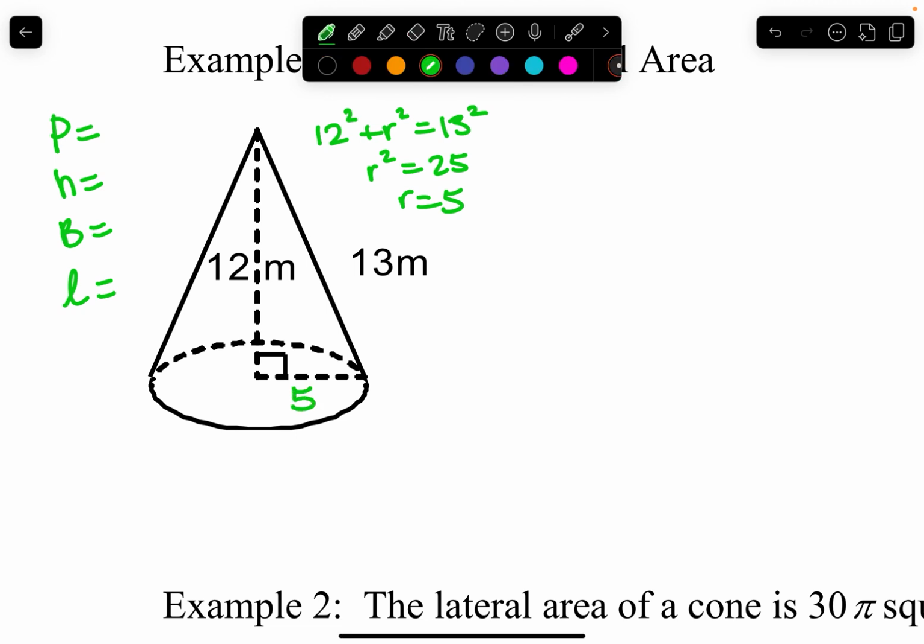All right, P is the perimeter of our base. Our base is a circle, so it's going to be circumference, which is 2 pi r. So that's going to be 10 pi. The height, remember, is going to be our vertical height, which in this case is 12. Big B is area of our base, which is pi radius squared. So this will be 25 pi. And then our slant height is obviously our slant height, which is going to be 13. Okay, so there's our P, H, B, and L.